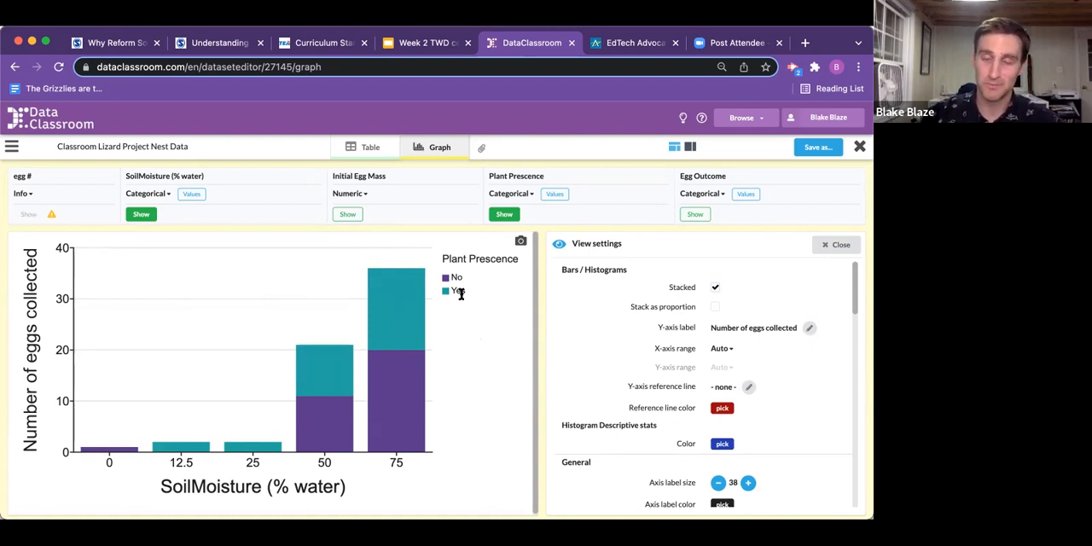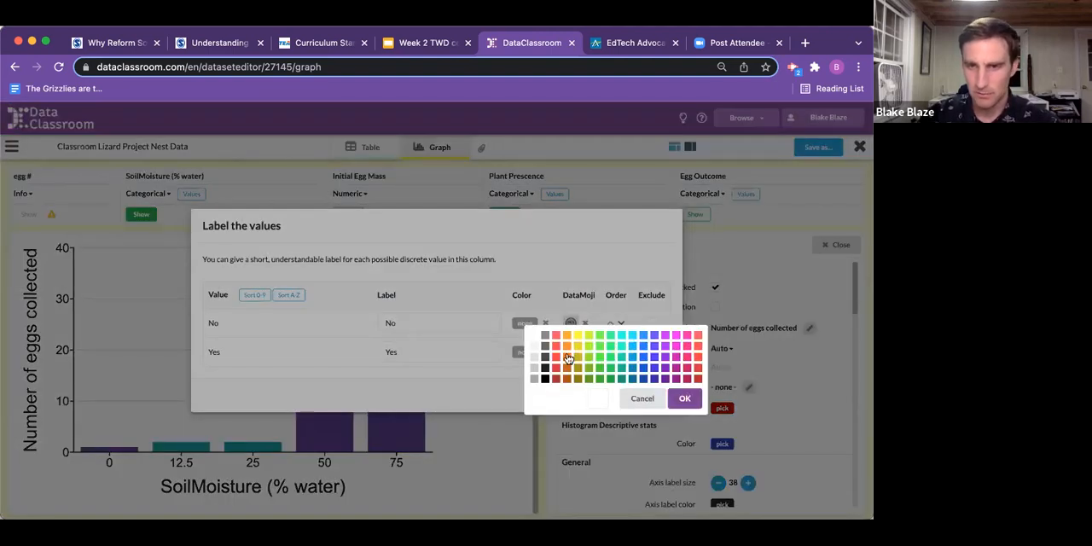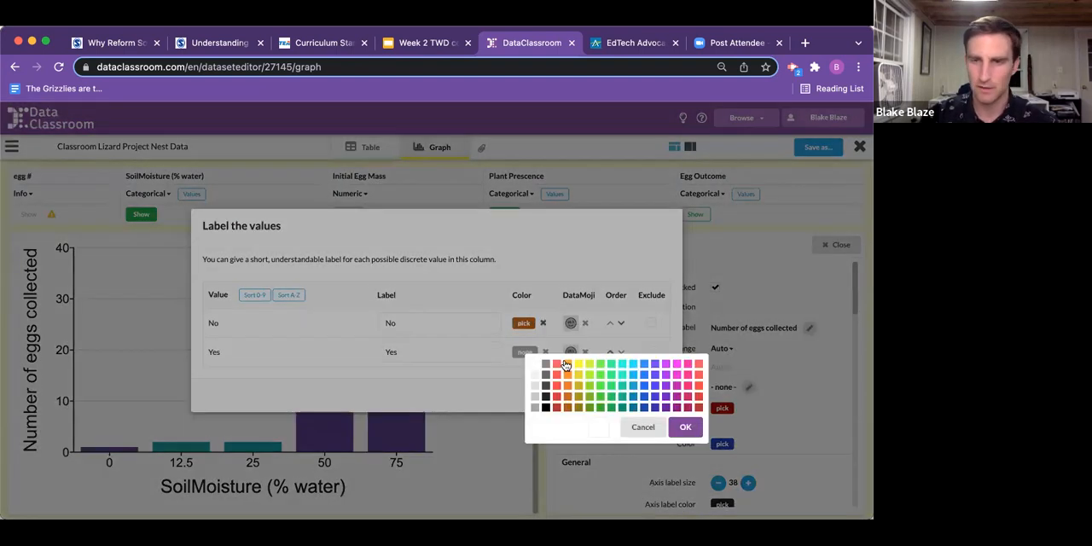One thing I like to do is adjust the color to reflect the actual variables that were being studied. So I'm going to change this teal in the yes to more of a green, and I think I'll change the purple no to a brown, maybe just to represent the soil. So I'm going to go to the values here. Let's pick a color close to brown. There we go. And let's pick a green that's not too fluorescent.